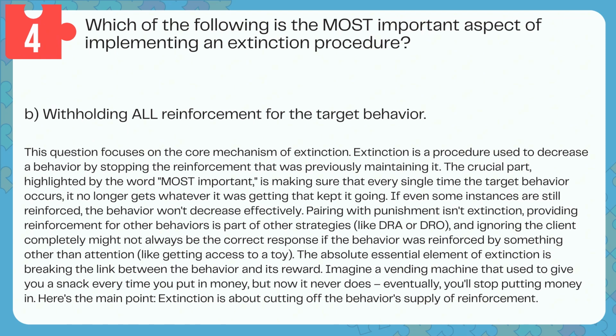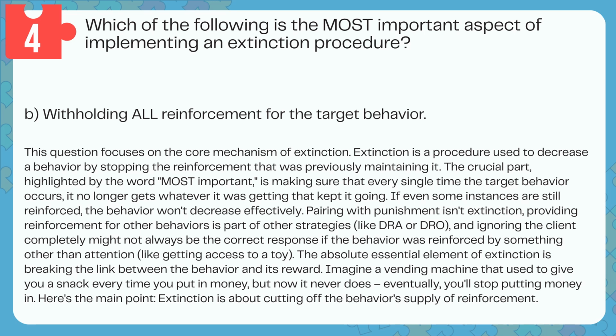This question focuses on the core mechanism of extinction. Extinction is a procedure used to decrease a behavior by stopping the reinforcement that was previously maintaining it. The crucial part, highlighted by the word "most important," is making sure that every single time the target behavior occurs, it no longer gets whatever it was getting that kept it going. If even some instances are still reinforced, the behavior won't decrease effectively.